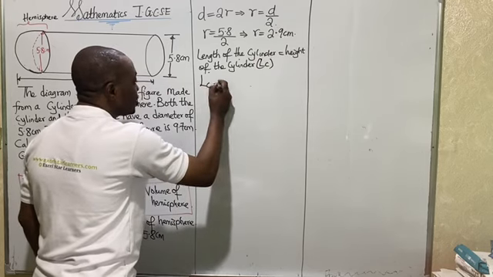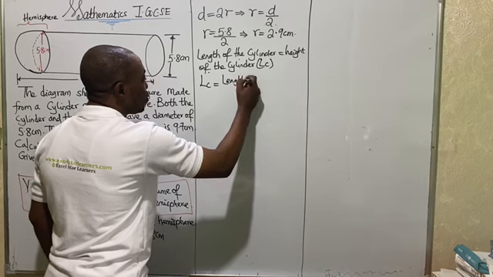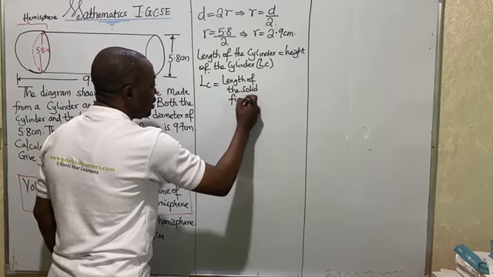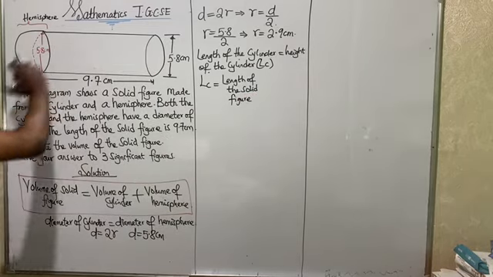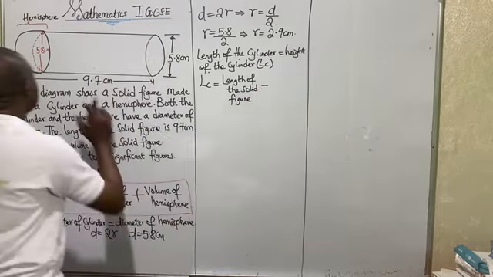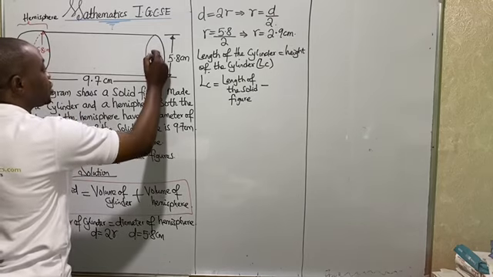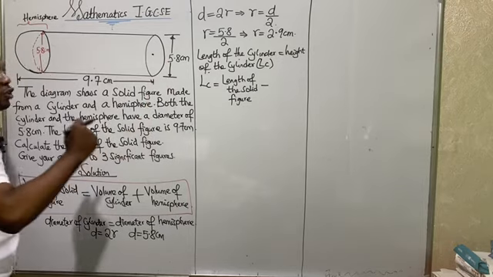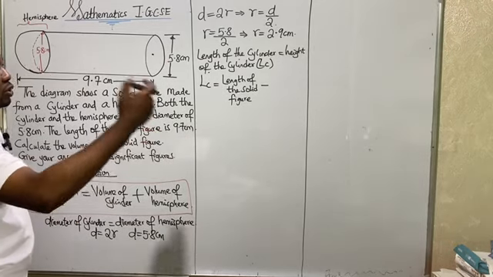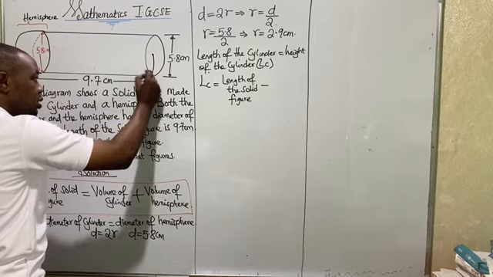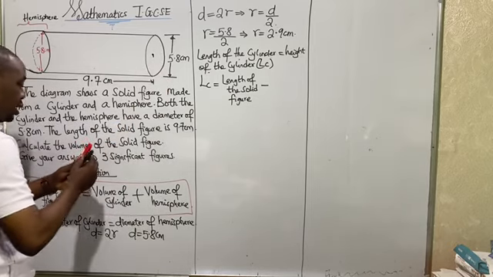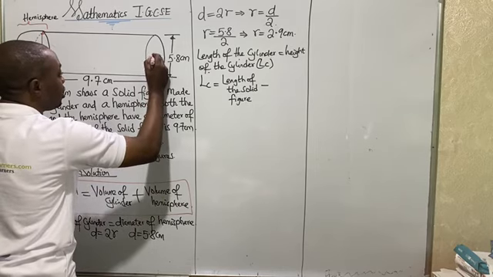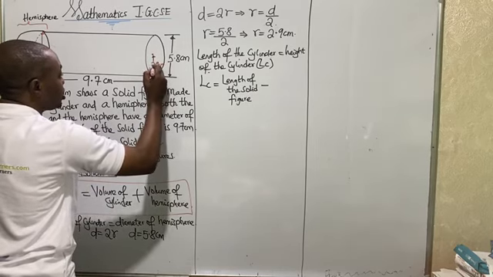Okay, so the length of the cylinder will be equal to the length of the solid figure minus the radius. The radius is the distance from the center of a circle to its circumference. So the radius is 2.9 centimeters.